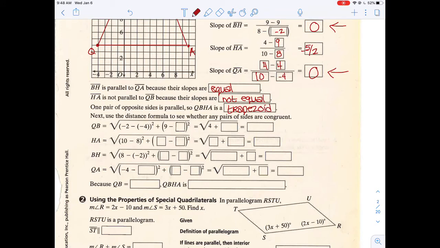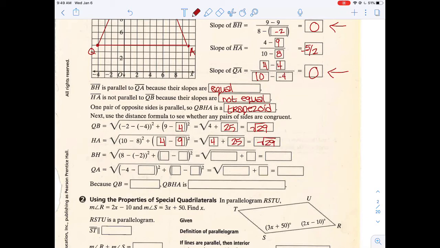Next, we need to find out if any of the sides are congruent. To find the distance of QB, we have -2 minus -4 squared plus 9 minus 4 squared, which would be 4 plus 25, which is the square root of 29. We don't need to find the exact answer for this. HA would be 10 minus 8 squared plus 4 minus 9 squared. So 10 minus 8 is 2, squared is 4. 4 minus 9 is -5, squared is 25. And again, we get the square root of 29.